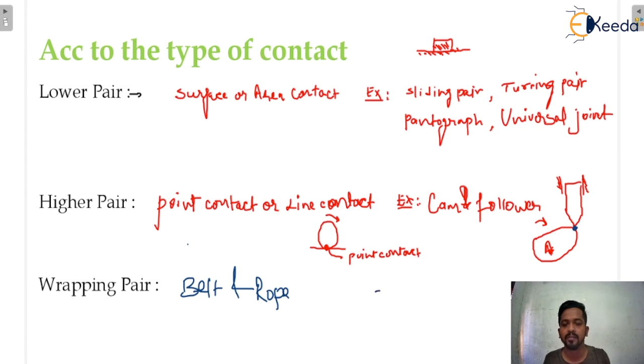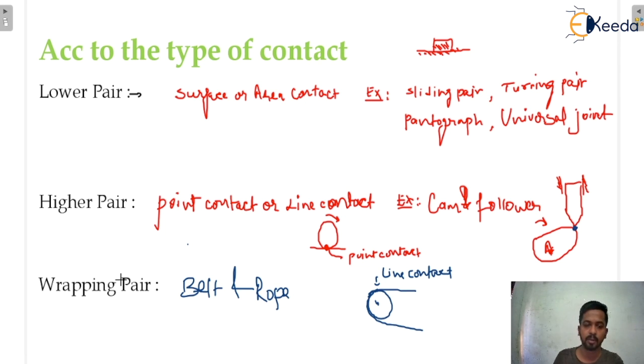Because if there is a pulley and a belt which is wrapped over the pulley, both of the links make line contact. That is why there is no separate criterion for the wrapping pair. Generally it is a part of the higher pair. So if nothing is given about the wrapping pair, you can generally consider higher pair as your answer. I hope you understand the lower pair, the higher pair and the wrapping pair.